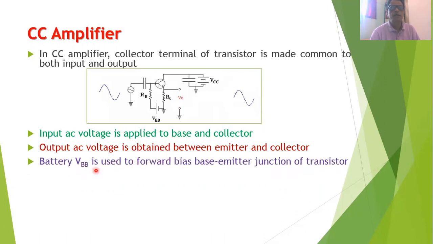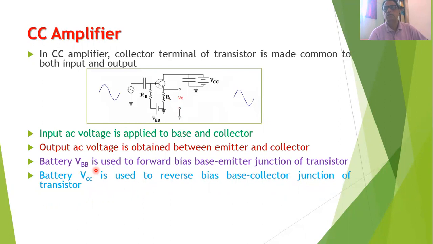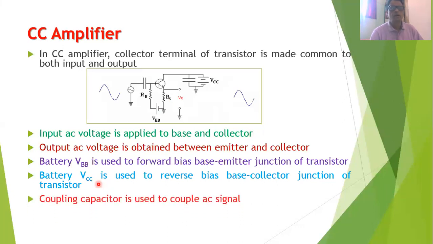You will find that the battery VBB is connected in such a way that the base emitter junction of the transistor is forward biased, and the battery VCC is connected such that the base collector junction of the transistor is reverse biased. Whenever we want to use a transistor as an amplifier, it is necessary that one junction is forward biased and the other junction is reverse biased, so that the transistor will always remain in the active region. We use a coupling capacitor, which couples the AC signal and blocks the DC voltages.